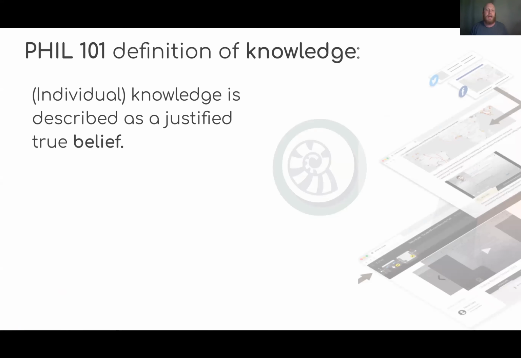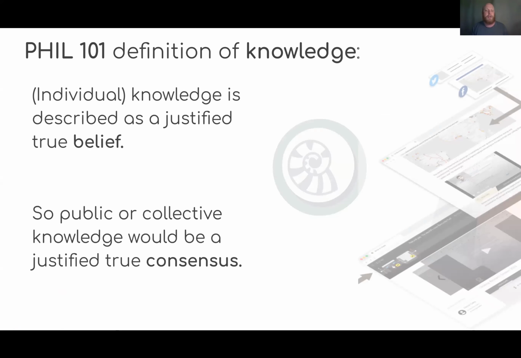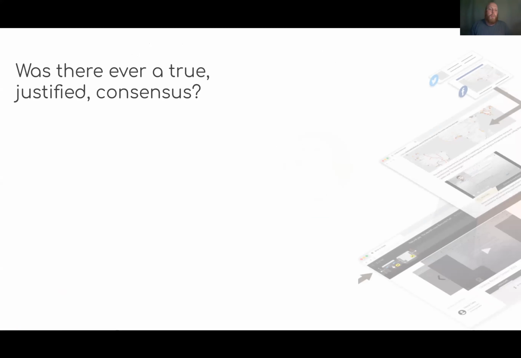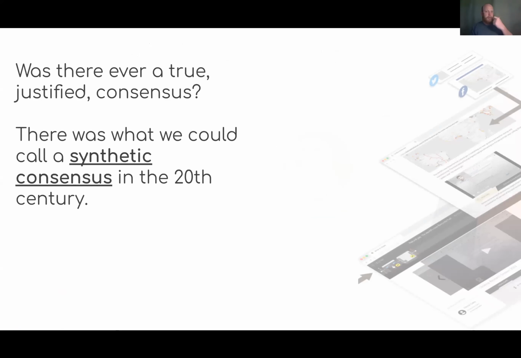So the Phil 101 definition of knowledge is, at the individual level, a justified true belief. So a public or collective knowledge would be a justified true consensus. Was there ever such a thing as a justified true consensus? Because we have this nostalgia for the days before the internet, before fake news apparently, and I don't think there was. There was what we would call synthetic consensus in the 20th century.